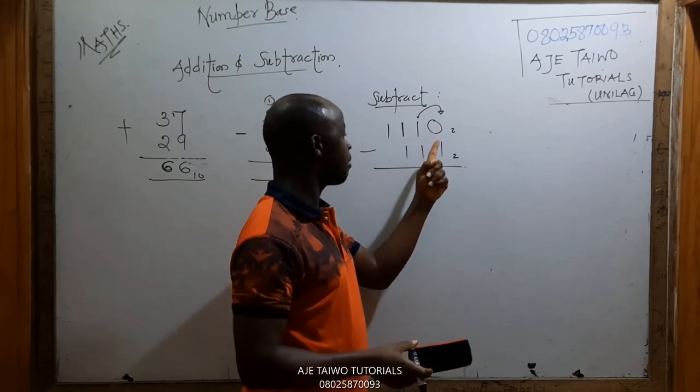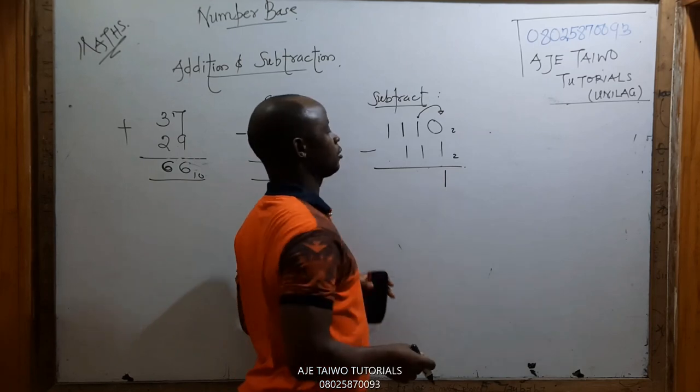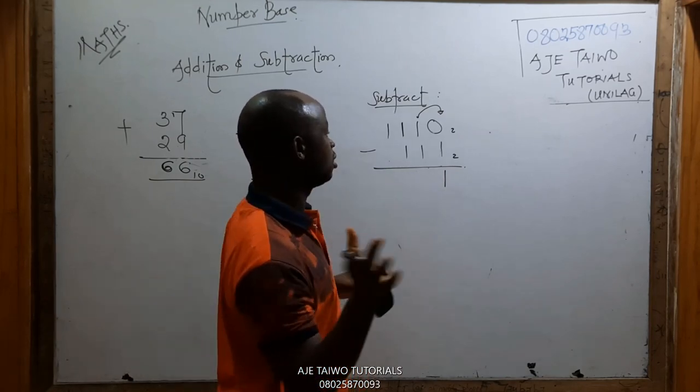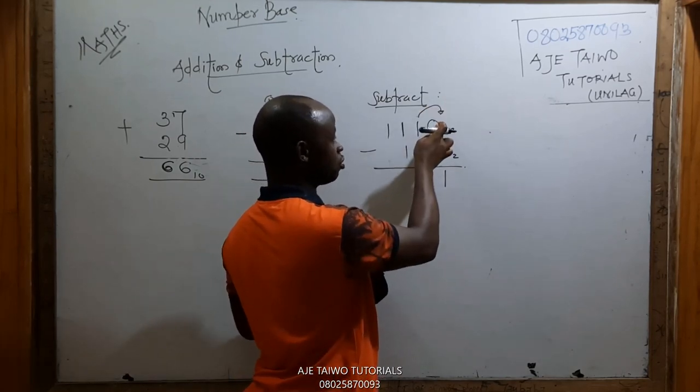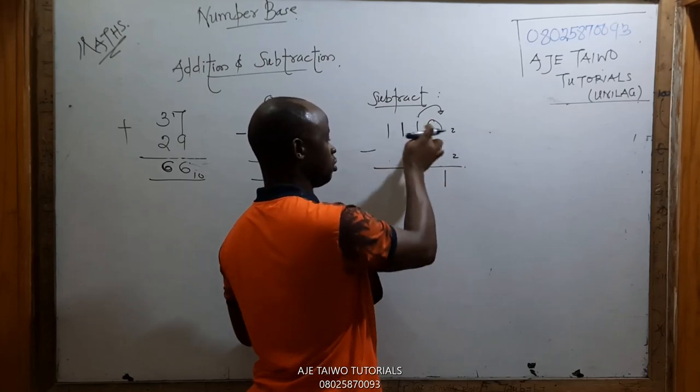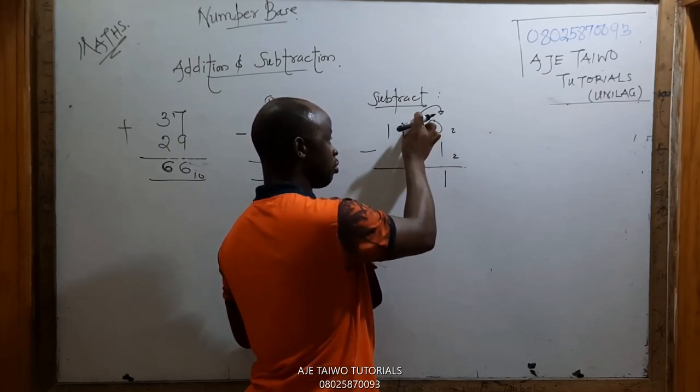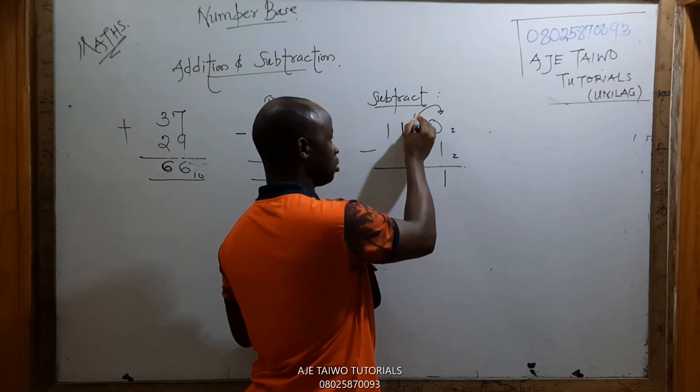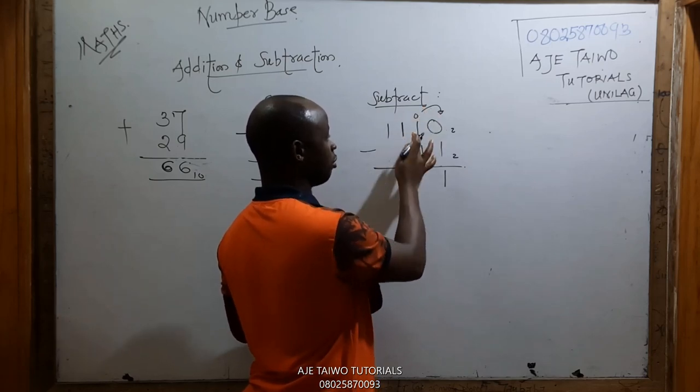So 2 minus 1 is 1. Nothing is remaining. When you borrow to here, here became 2. So 2 minus 1 is 1. So here is now 0. Nothing is here now. You are borrowing 1 to this place. So here is now 0. This place is now 0 because you have borrowed 1 here.